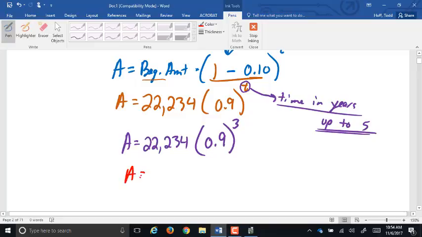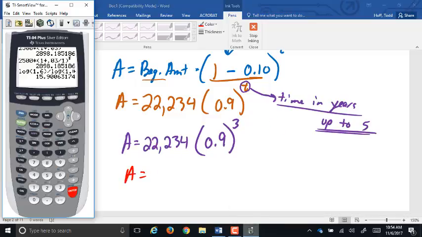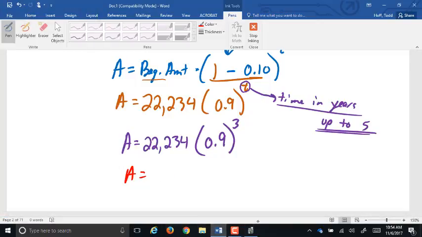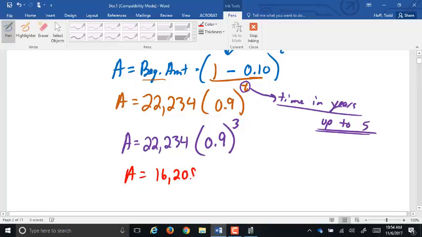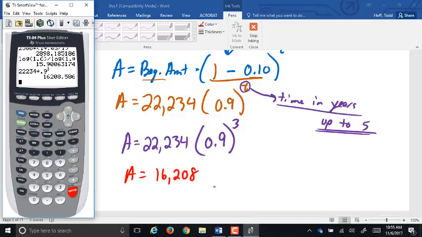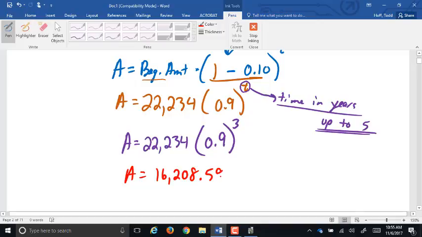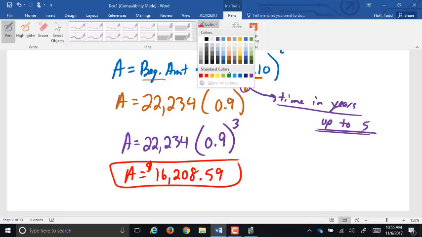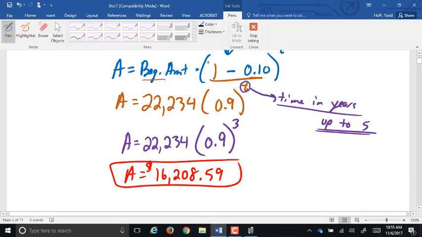So go ahead and try to calculate that balance at the end of 3 years, or if you already calculated it, what'd you come up with? Go for it. 208? Yep, that is exactly what I got. Good job. Anybody have any questions on how we got that? Okay, so that's part A.